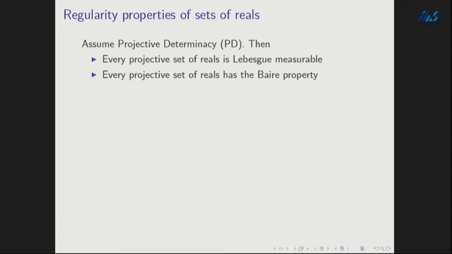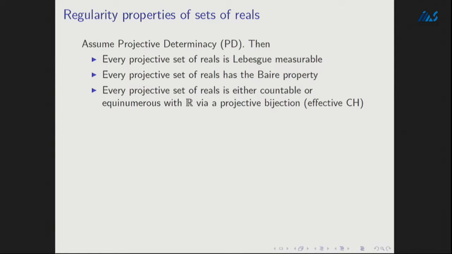And similarly, we have other regularity properties of projective sets. For example, the Baire property or the perfect set property, which is the effective version of the continuum hypothesis. So every subset of reals, if it's simple enough, must be either countable or have the same cardinality as the whole set of reals, and there is a projective bijection in between. So assuming large cardinals, projective determinacy, we can get a complete answer to most of those interesting questions in mathematics in the effective sense.